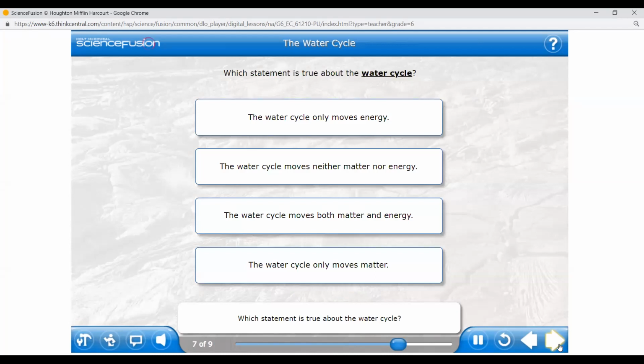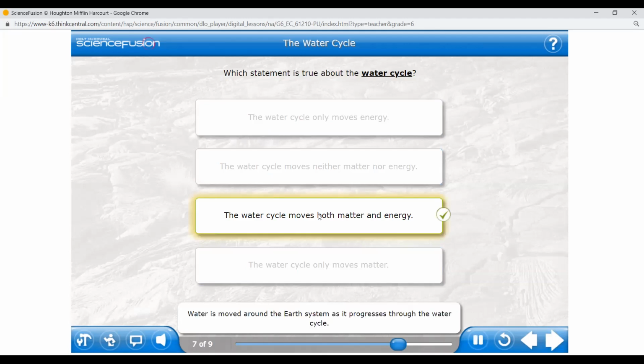Which statement is true about the water cycle? Click your answer. So choose. It only moves energy. It moves neither matter nor energy. It moves both matter and energy. It moves only matter. What is the answer? Anyone, give a try. What does the water cycle move? These girls need to participate. Come on, give a try. Yes, miss, what do you think? It moves matter and energy? Let us see.